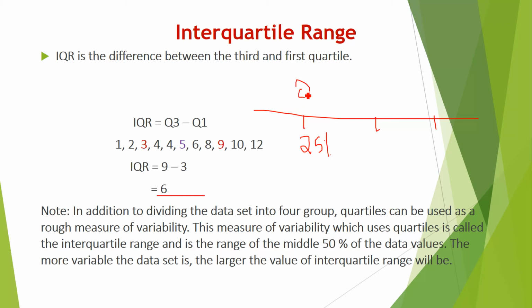This is Q1, and this is Q3. So the middle of this is called the interquartile range. The more variable the data set is, the larger the value of the interquartile range.